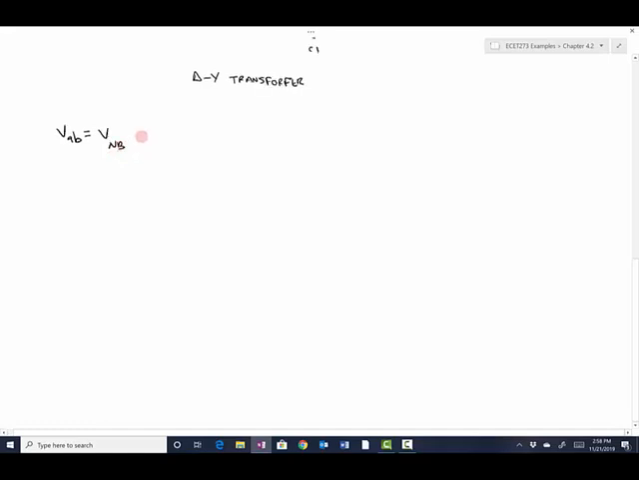So I can just write that as equal to negative VBN, which is equal to VBN times 1 at angle 180 degrees. So those are just simple mathematical substitutions for the negative sign so that we can use BN instead of NB.